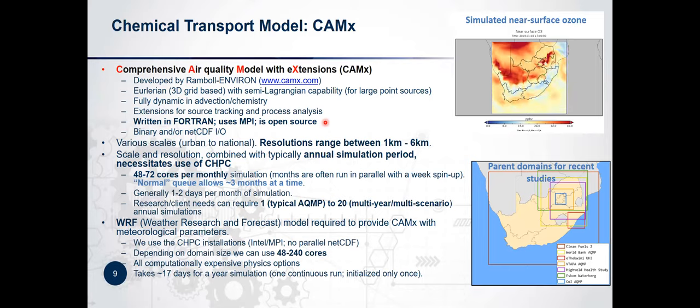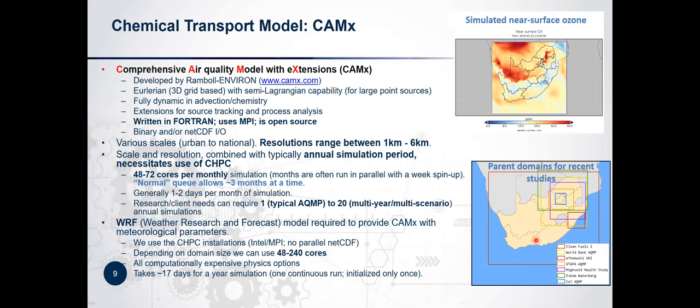We run it on various scales. At the bottom are some examples of recent parent domains for recent studies. So you can see so far we've run it nationally, and also an urban one. Our spatial resolution can range from 1 to 6 kilometers. It's the scale and the spatial resolution, as well as the temporal resolution. We have output hourly, combined with typically an annual simulation period, that necessitates the use of the CHPC. For each monthly simulation, we can use between 48 and 72 cores.